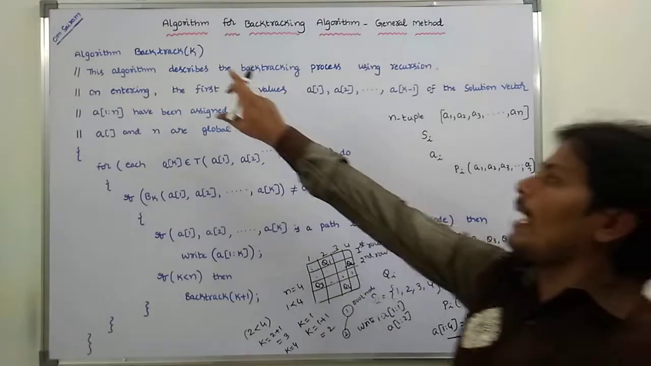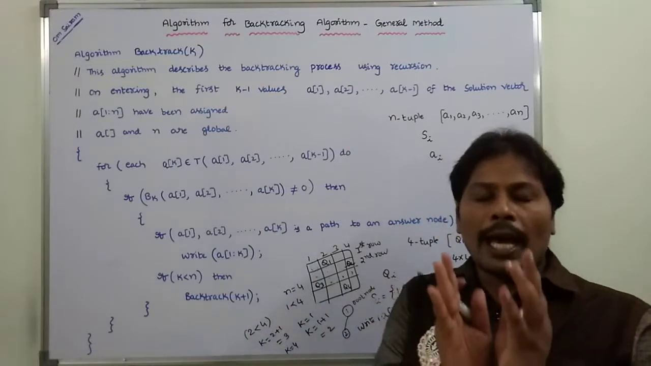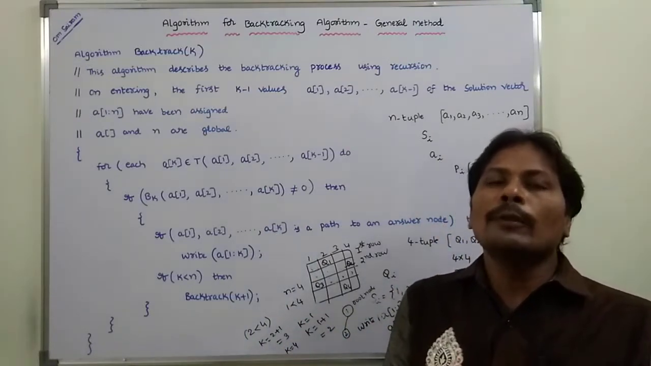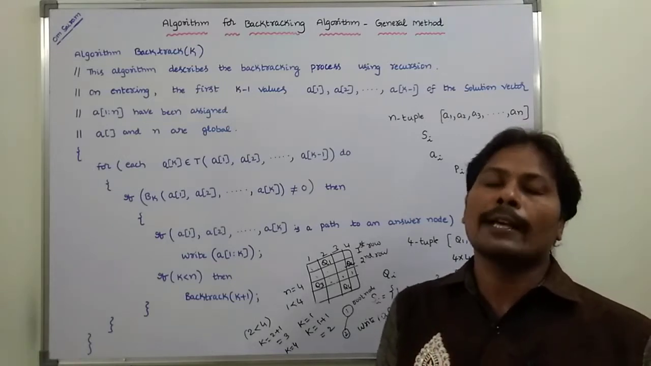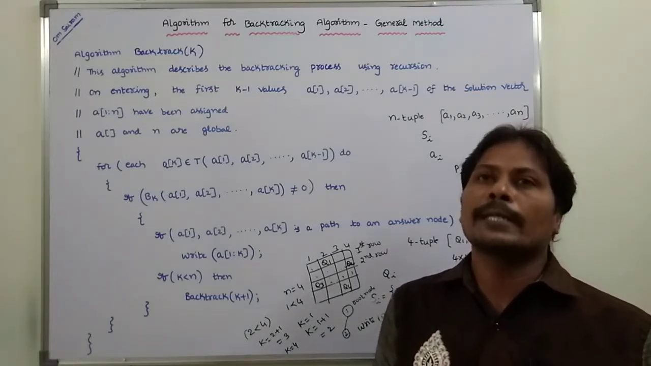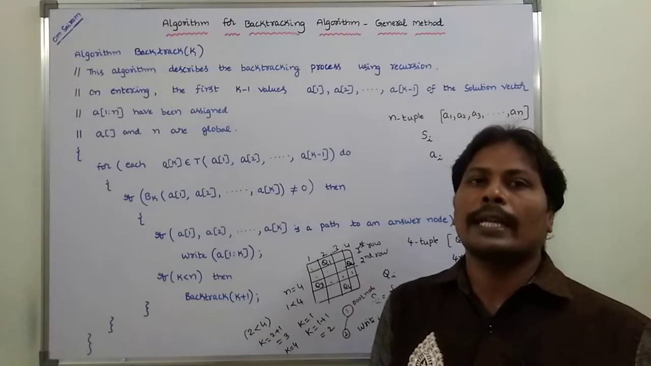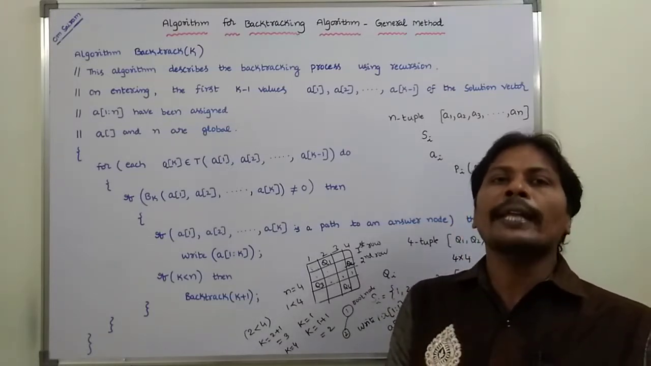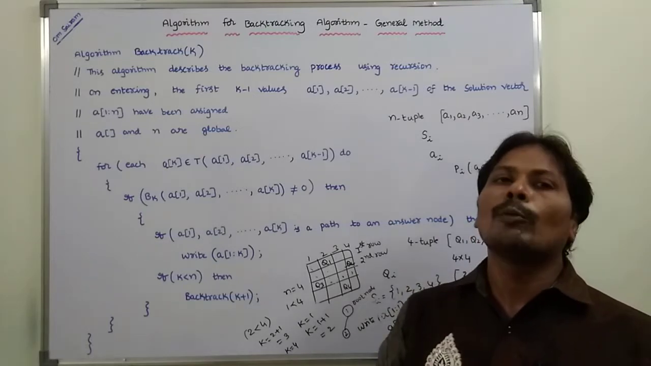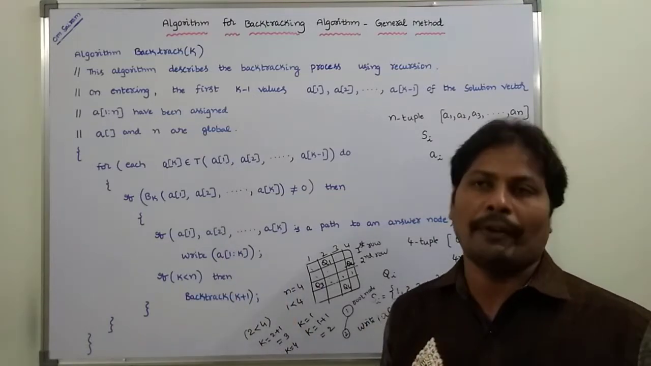Here k is nothing but, we are taking 4 queens problem. We have to take 4 queens. k is equal to 1, first queen. k is equal to 2, second queen. k is equal to 3, third queen. k is equal to 4, fourth queen. Now we are starting with k is equal to 1. We have to place first queen.